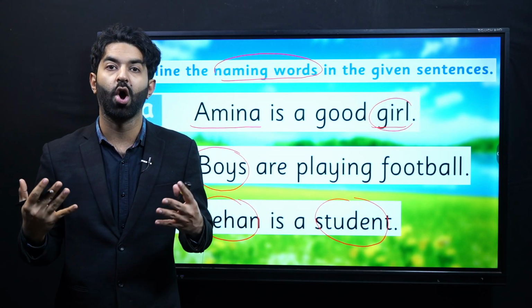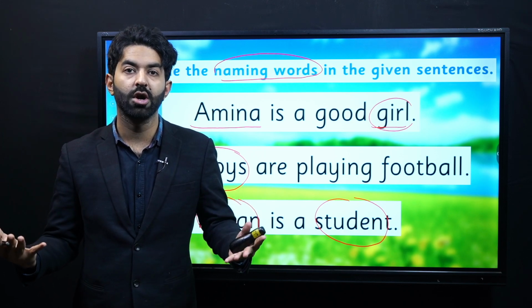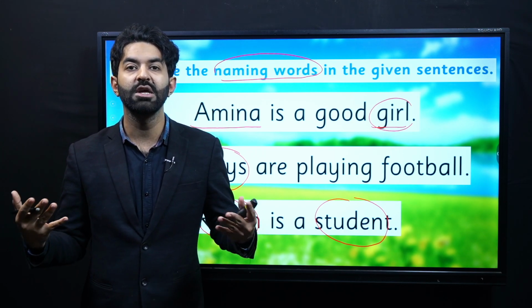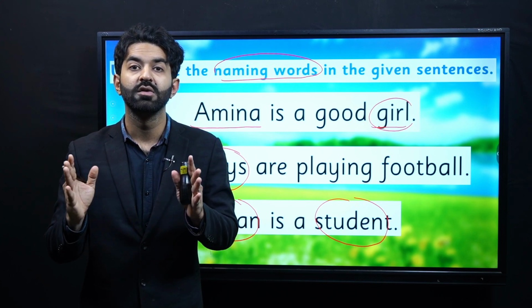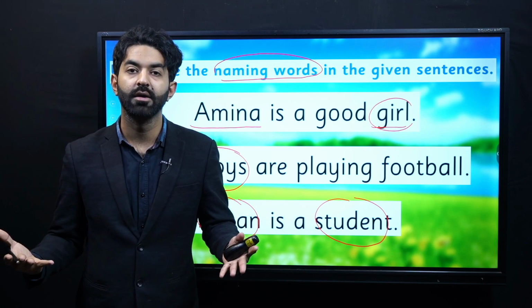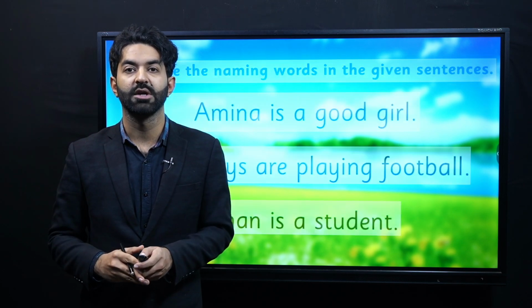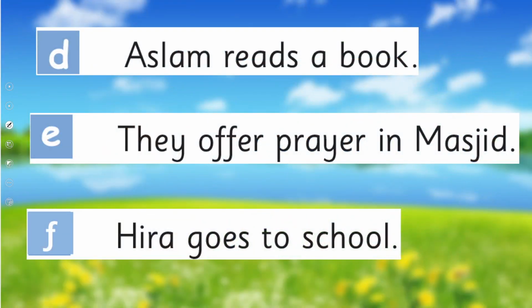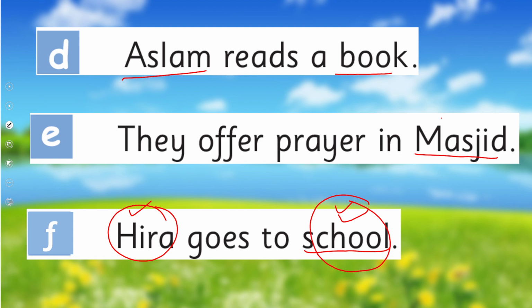Now, some nouns can be common nouns like girl, boys, students, teacher, and some nouns are specific nouns. They are proper nouns like Rehan, like Amina. So, I hope this is very much clear. Now, Aslam reads a book. Aslam is a naming word. Book is a naming word. Masjid is a naming word. Hira is a naming word, and school is a naming word. Hira is a person. School is a place. Masjid is a place.